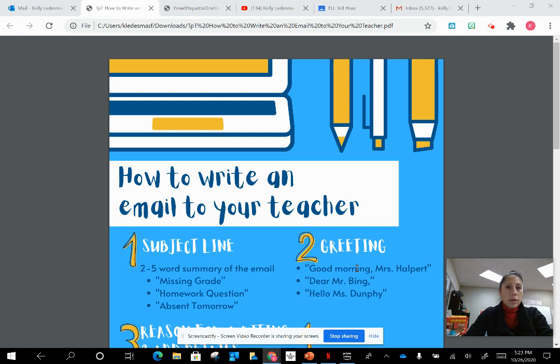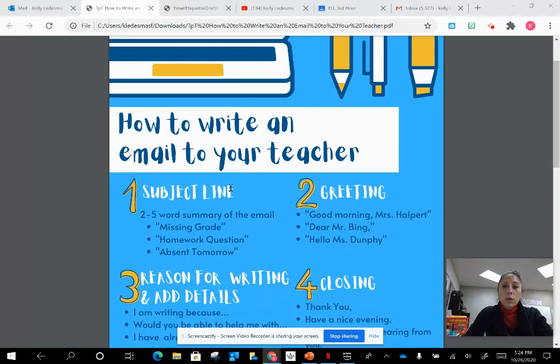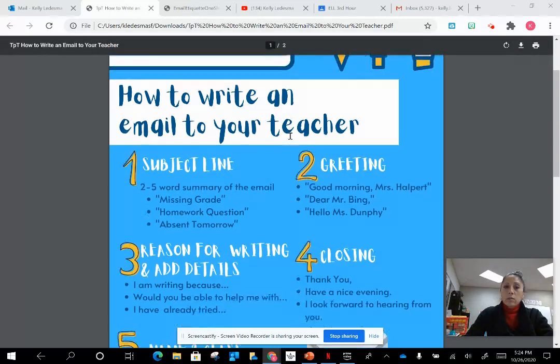Hi students, you should have in your folder that I sent home with you a packet that looks like this. So if you could get that out, I'm going to just kind of read through this. One of the things that I want you to learn is how to email a teacher. This is just a guide with some very good advice on emailing teachers, okay?